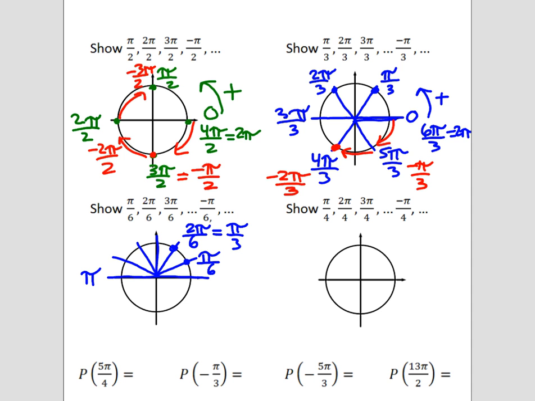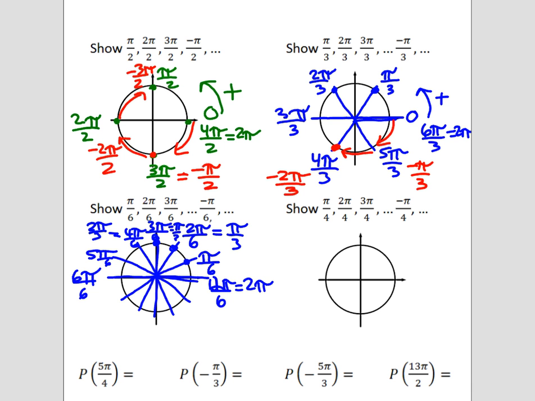The other one would be 3 pi over 6, which is the same as pi over 2 when you simplify. This would be 4 pi over 6, which is the same as 2 pi over 3, and 5 pi over 6, 6 pi over 6, and you could keep going 7, 8, 9, 10, 11, 12, until here where it says 12 pi over 6 or 2 pi.